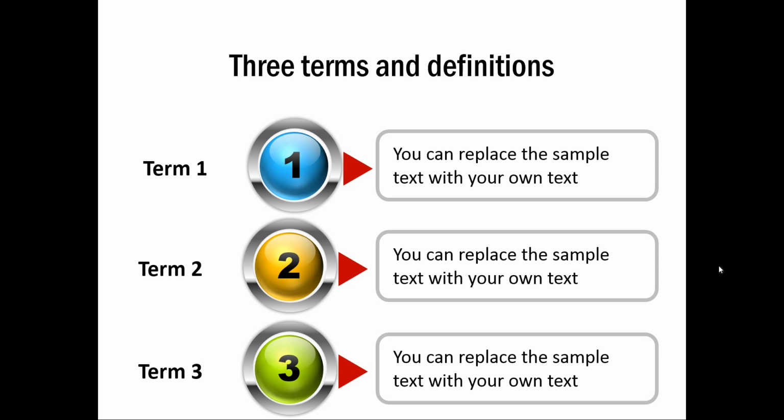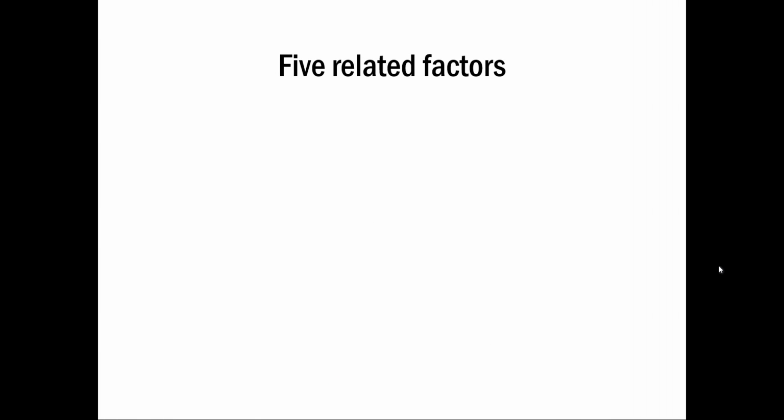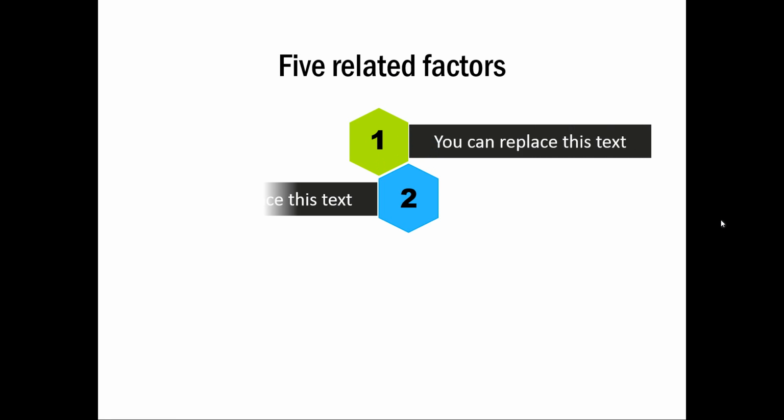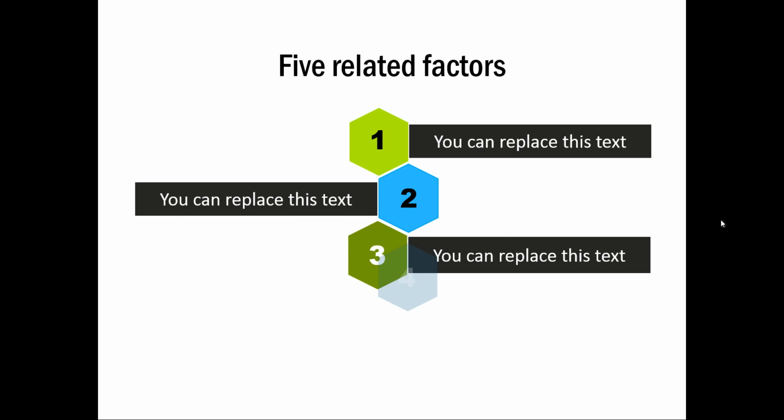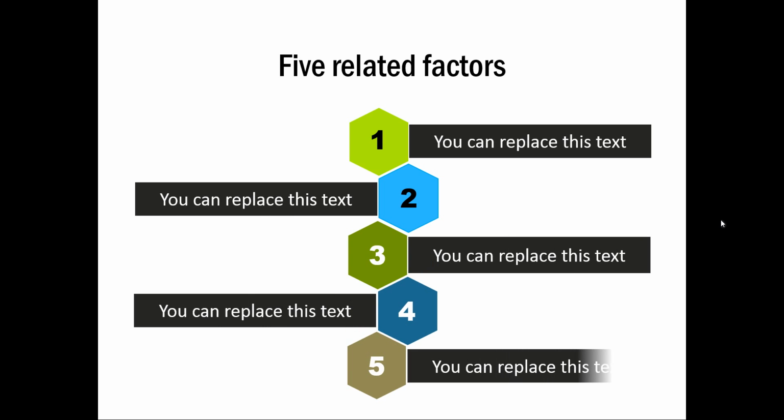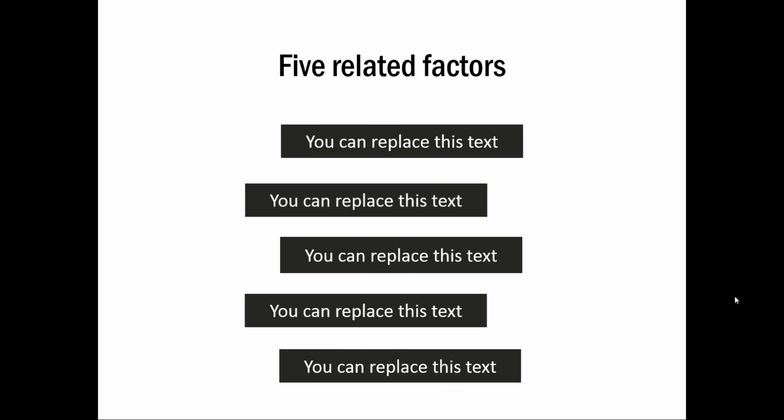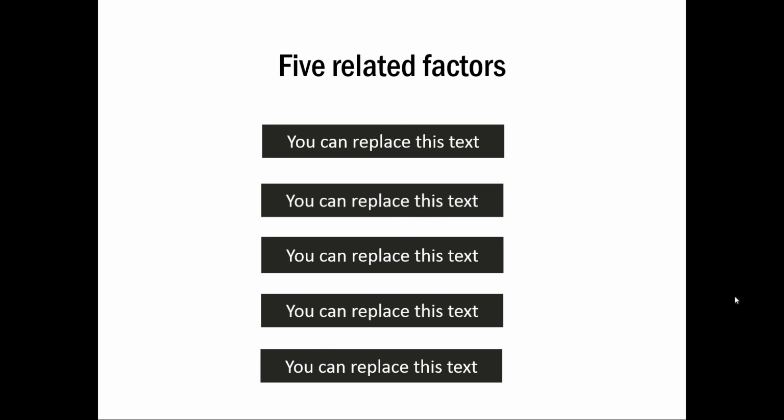Let me show you another way in which you can use custom animation to make your numbered list come alive. This is about 5 related factors. First, we show this. On each click you have the number and the associated text coming in opposite directions. Now, once everything is explained, then on a click you have all the numbers going and all the associated text aligning itself in this beautiful order.